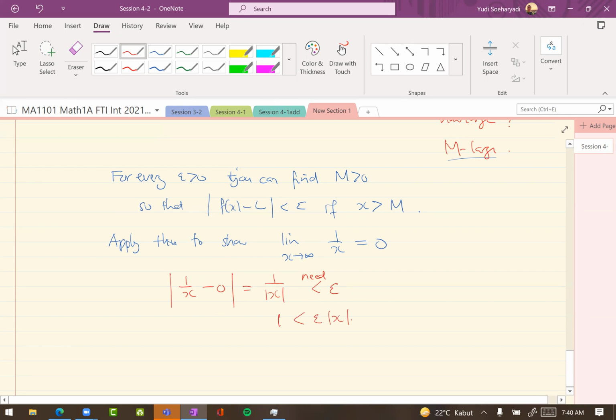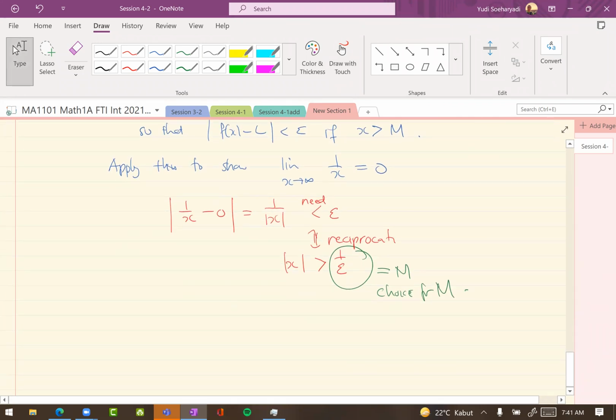This tells you how large x must be if you take the reciprocal. Just 1 over epsilon, which reverses the inequalities. So that's basically your M, this is the choice for M, meaning that the proof should look like this.